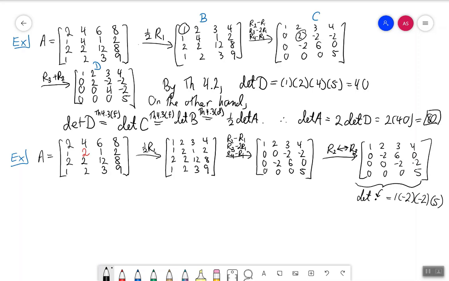And by theorem 4.3, the determinant of that matrix is also equal to, let's see, we have a -1 for the row 2 switching with row 3. We have a 1 for the middle steps, because those are all taking a multiple of one row and adding it to another. And we have this 1/2 here, so we put a 1/2, and this is all going in front of the determinant of A. And so solving this for the determinant of A, we get that the determinant of A is equal to -40.